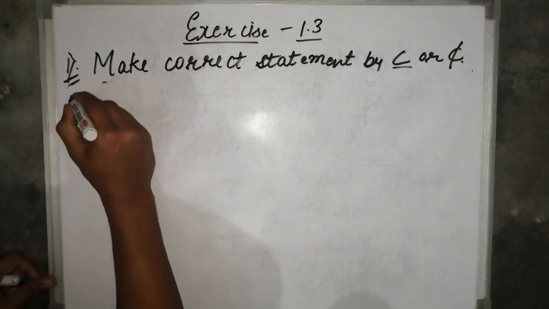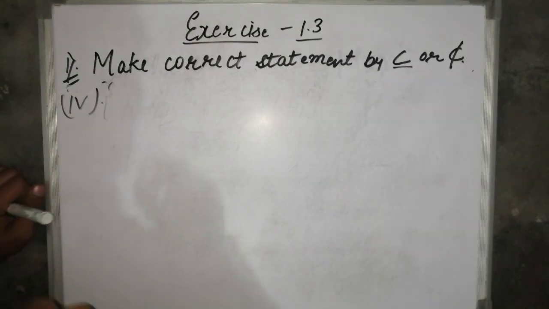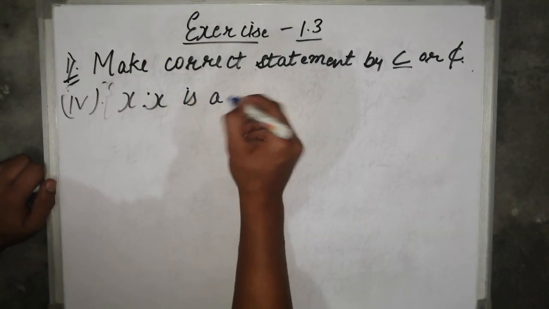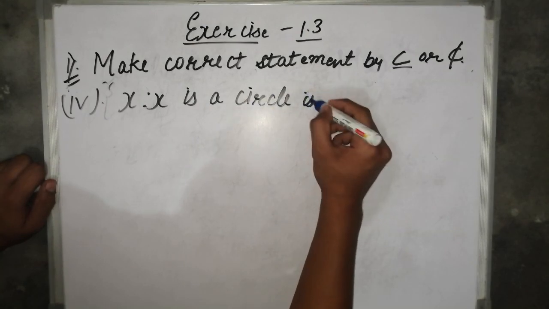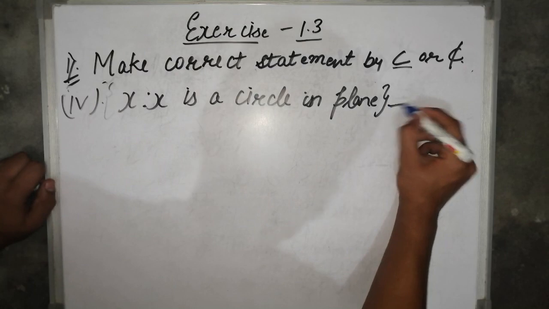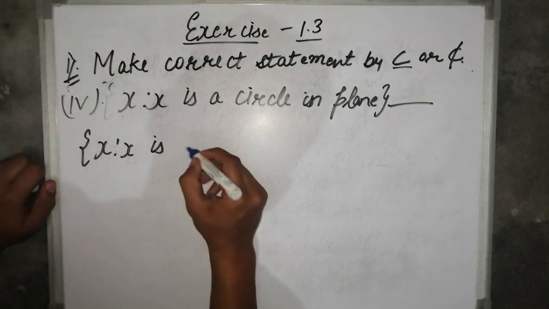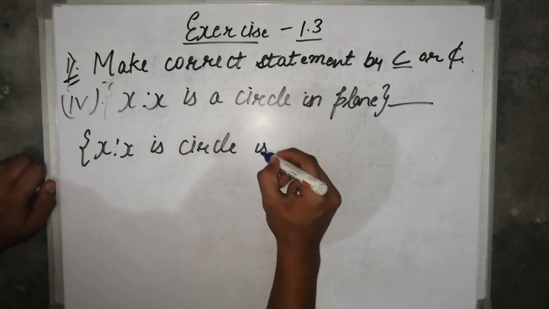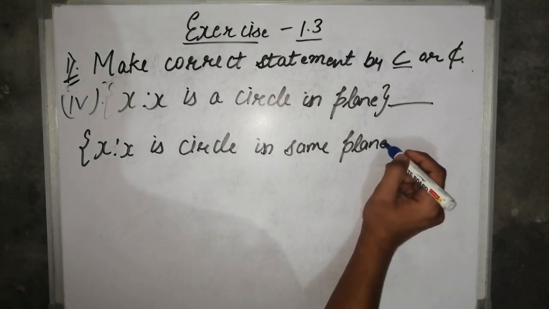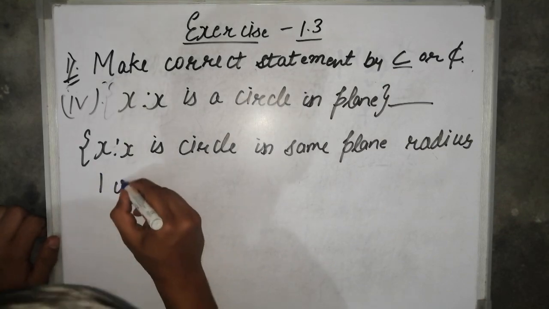Our fourth part is {x : x is a circle in a plane}, and the second set is {x : x is a circle in the same plane with radius 1 unit}.